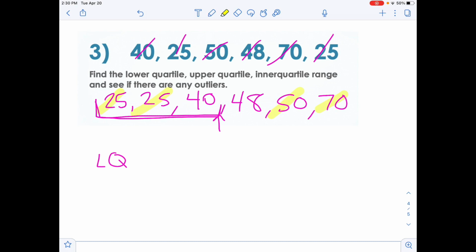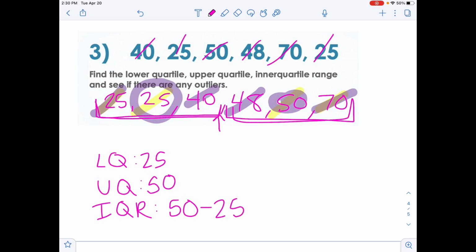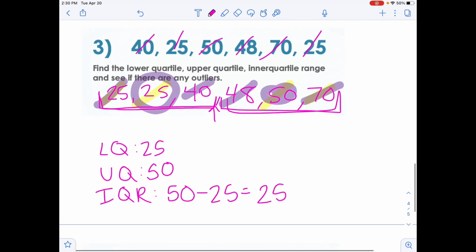Sorry about that. And then I'm going to find the median of the lower half of the data. So the median would be this middle number here, 25. So the lower quartile is 25. The upper quartile, I'm going to look at the upper half of the data and find the median of that. That middle number is 50. The inner quartile range is the upper quartile minus the lower quartile. So 50 minus 25 leaves us with 25.